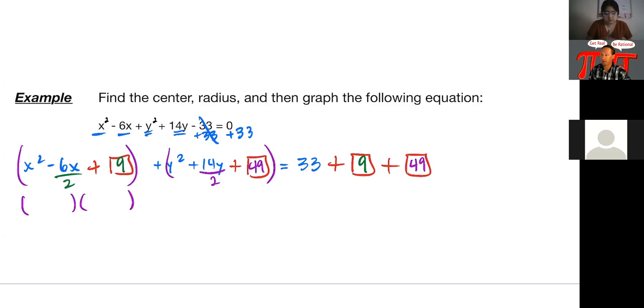I'm never going to have to factor this. I forced it to be a certain way. I know that by taking half of this and squaring it, I'm going to get the same thing here and here. So we know that the x times the x, if we were to FOIL distribute this out, would give me this. I know that my signs have to be the same in order to multiply to a positive 9. And I know the same thing is going to add up to that negative 6.